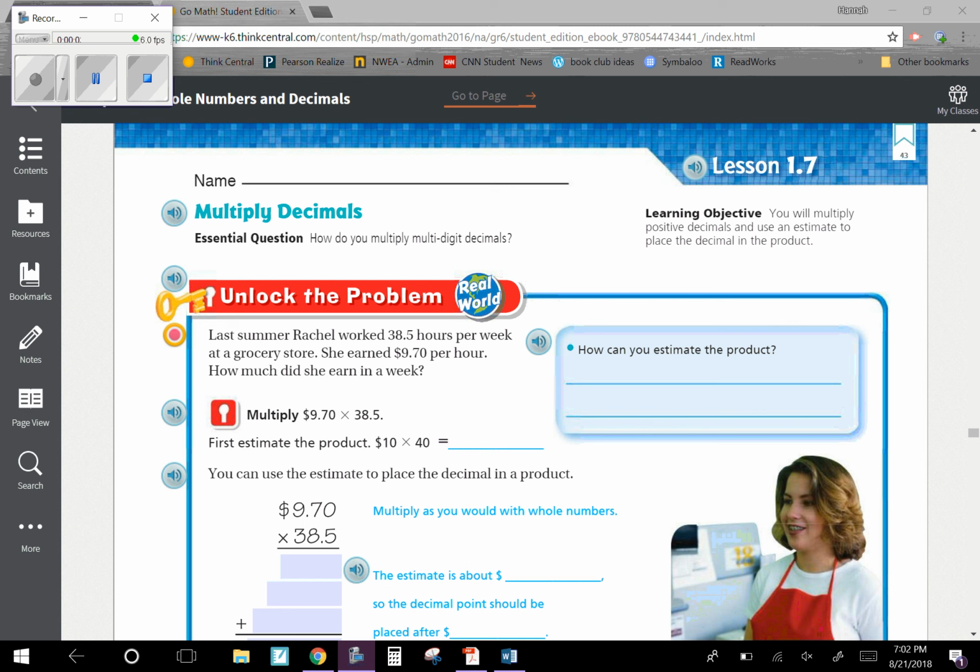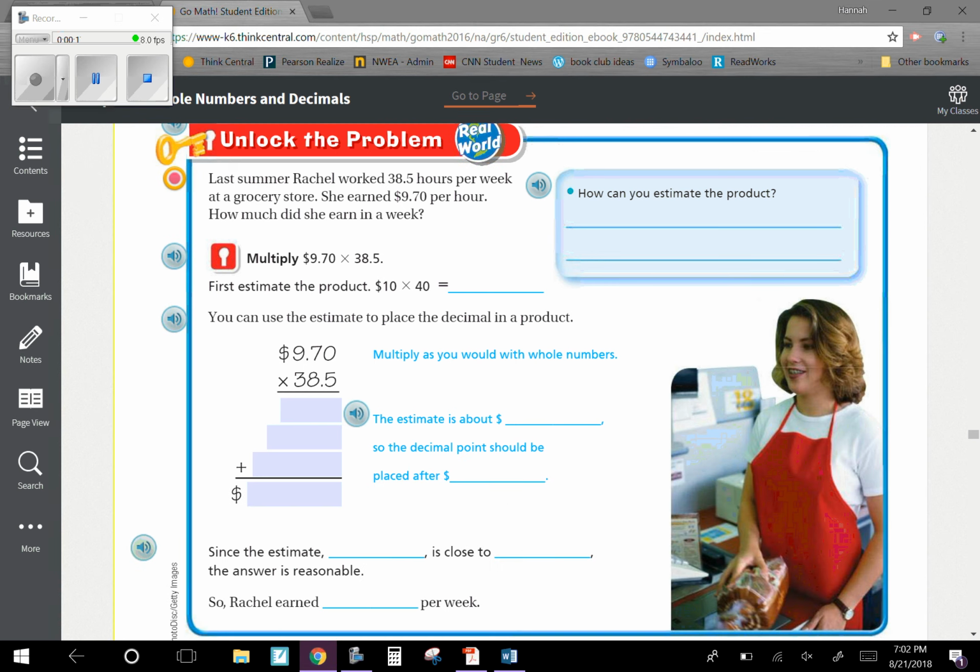Chapter 1, Lesson 7, Multiplying Decimals. Our learning objective is you will multiply positive decimals and use an estimate to place the decimal in the product. So our central question is, how do you multiply multi-digit decimals? Let's look at Unlock the Problem.